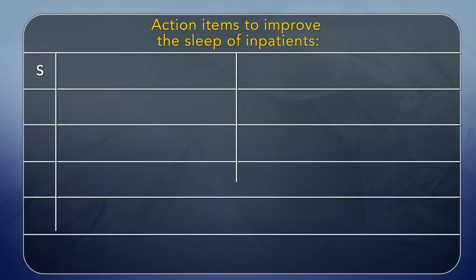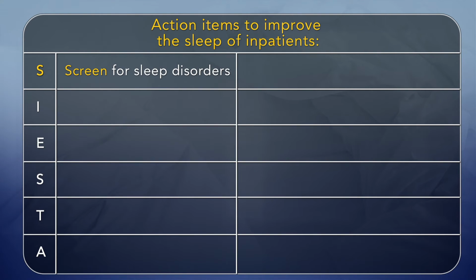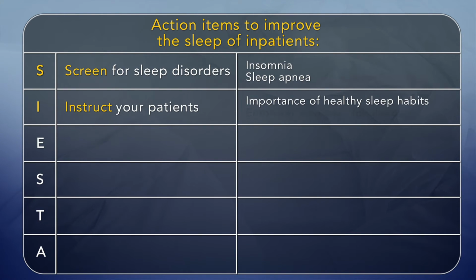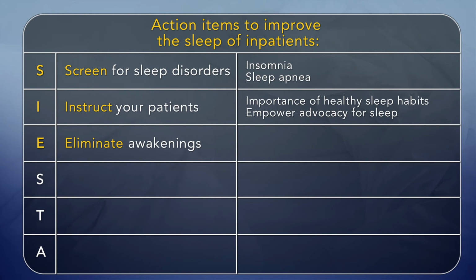In terms of things you can do to help improve the sleep of your hospitalized patients, the mnemonic SIESTA can help you remember important action items. S: Screen for sleep disorders. Ask about insomnia. Screen for prevalent sleep disorders like sleep apnea. I: Instruct your patients on the importance of healthy sleep habits and empower them to advocate for their sleep while in the hospital. E: Eliminate unnecessary nighttime awakenings.